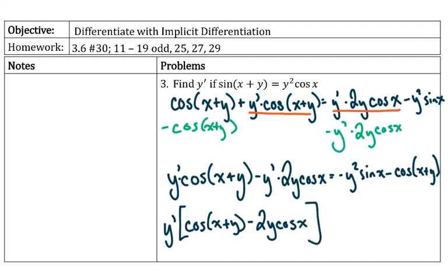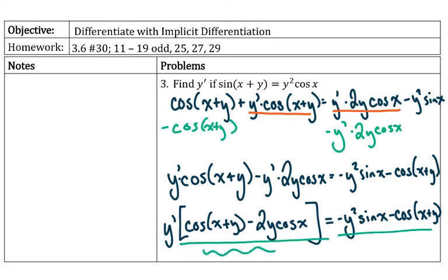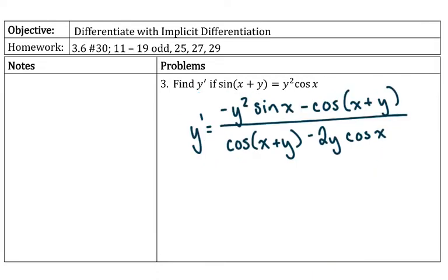And now we have a single y prime term, and we still have this right-hand side that doesn't have any y prime terms. And the last thing we're going to do is divide both sides by this whole factor here to get y prime by itself. And there you have it. Y prime is equal to this large rational function.